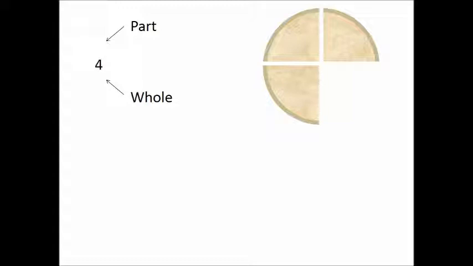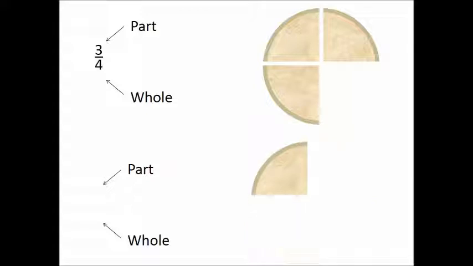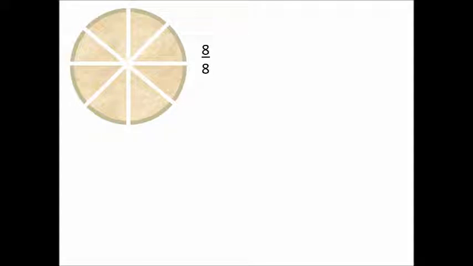Next, we have 4 wholes. So you saw me take off the one part, so we have 3 parts over 4 wholes. This next one on the bottom, we eat 2 slices. There's another slice, so we've actually eaten 3 slices. So we have 1 part and 4 wholes.